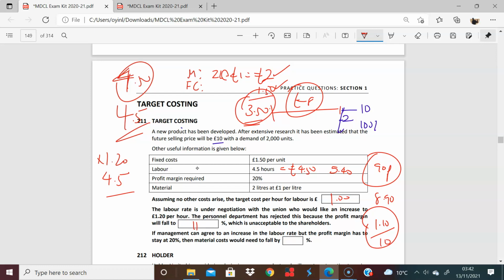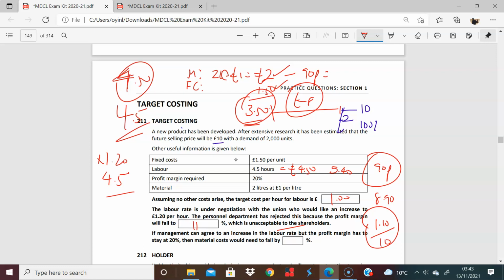And they don't want this. This is unacceptable to your shareholders. And really, rounding up, the argument is that if management agree to this, so if you decide to increase your labor cost by 90p on a unit, you will have to drop your material cost by 90p. Pretty simple. Your material costs will need to fall by 90p.